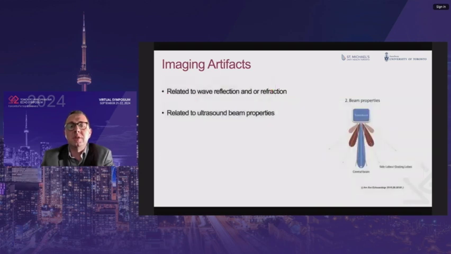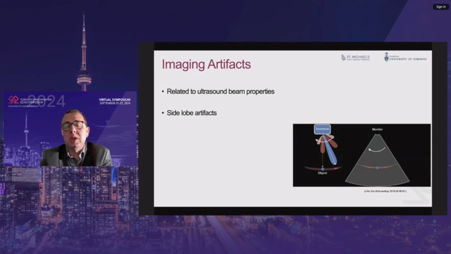Another type of artifact is created by ultrasound beam properties. The most common example is the side lobe artifact. What usually happens is we have the main lobe, the main beam, and then we have small beams with a lot less energy lateral to the main beam. So sometimes these lateral beams with less energy hit a very strong reflector, and then this wave is reflected back to the transducer. One of the assumptions is that everything reflected to the ultrasound beam is interpreted by the ultrasound system as coming from the main beam.